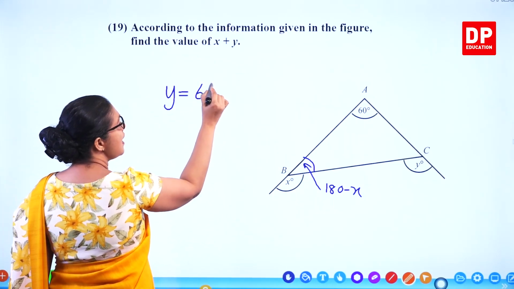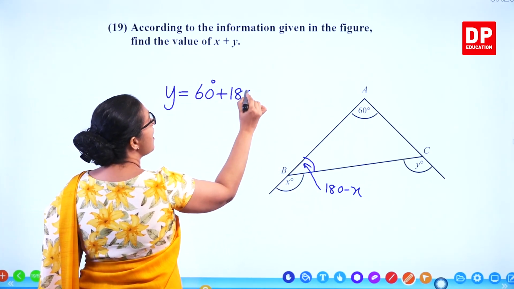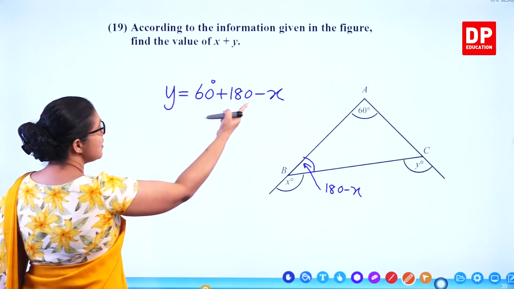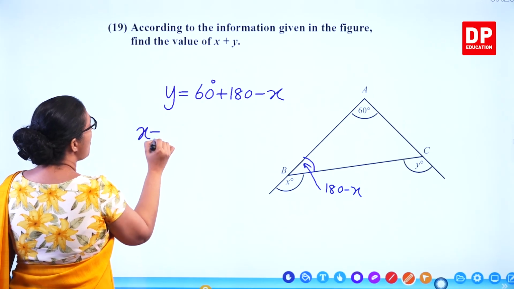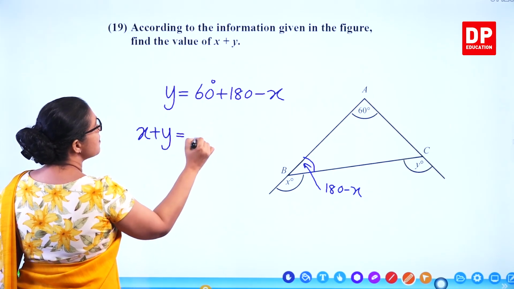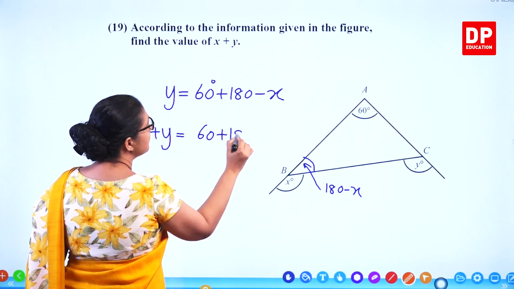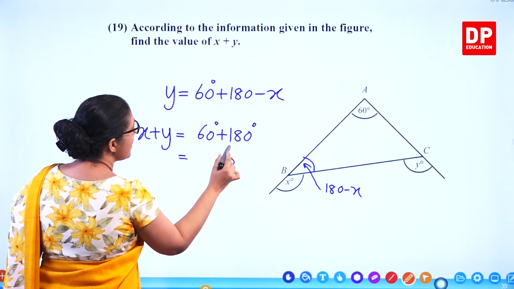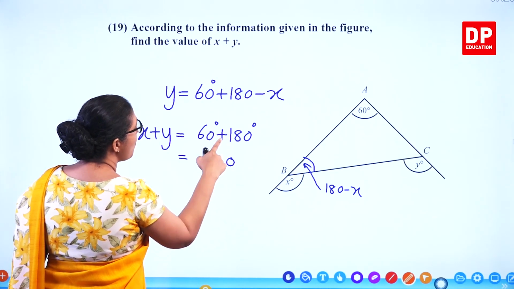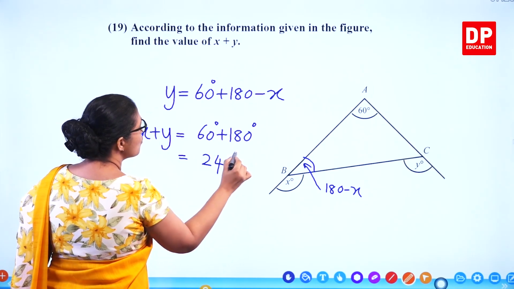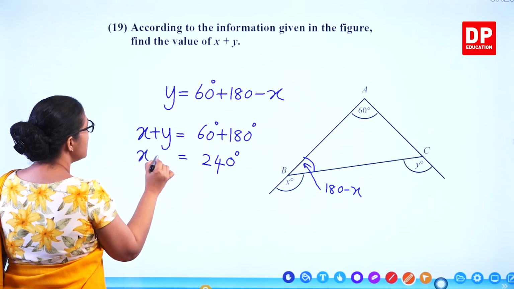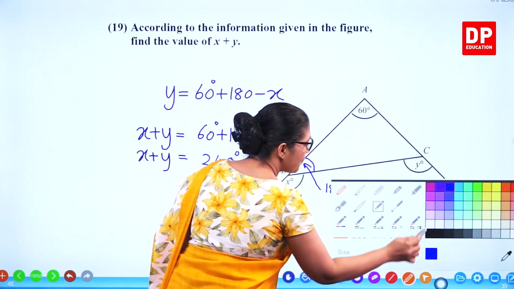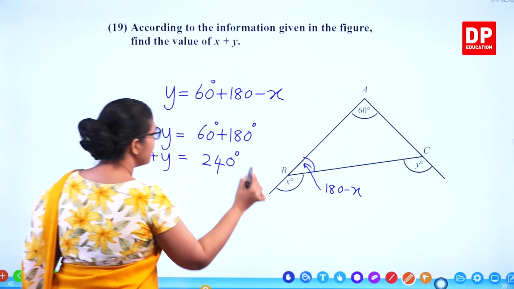So 60 plus 180 minus x. Then you can take minus x to this side. X plus y becomes 60 plus 180. So you get 0, 8 plus 6, 14 and 1 remaining. So 2. So 240 degrees. So that's x plus y. 2 marks for that.